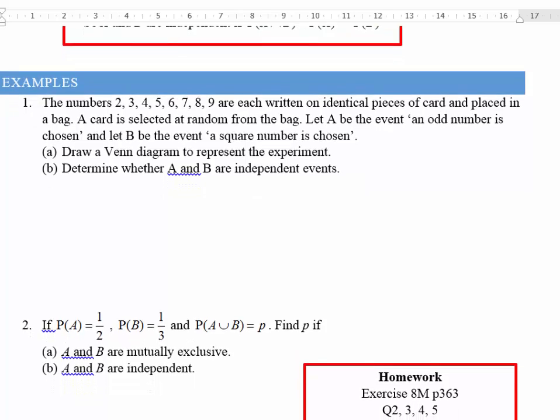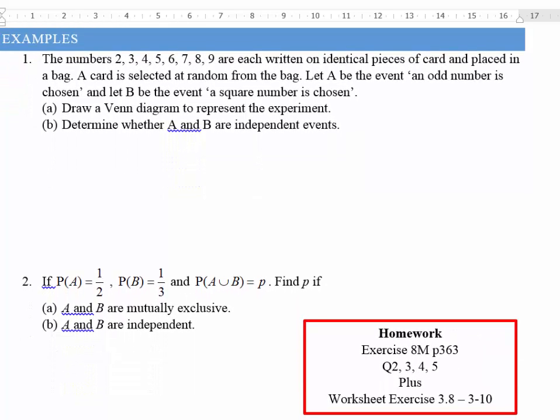So let's have a look at what this actually starts looking like. We have some numbers written on identical pieces of card again, and they're placed in a bag. A card is selected at random from the bag. Let A be the event that an odd number is chosen, and let B be the event that a square number is chosen. So let's have a look at what this one's actually going to look like.